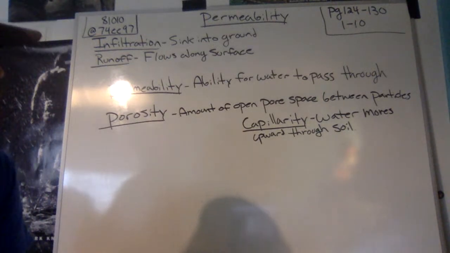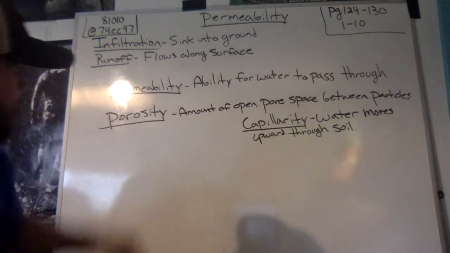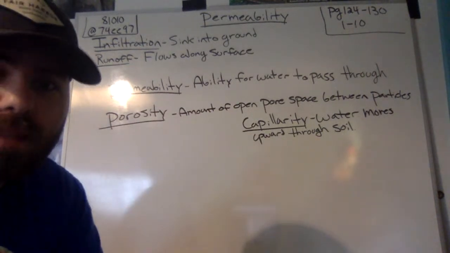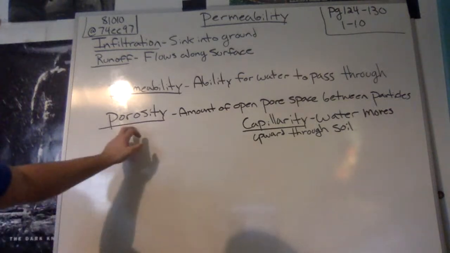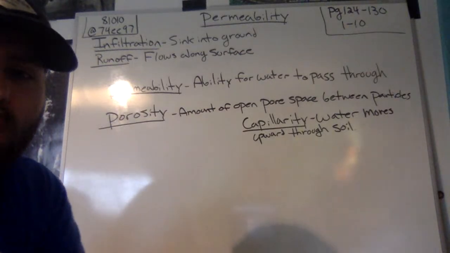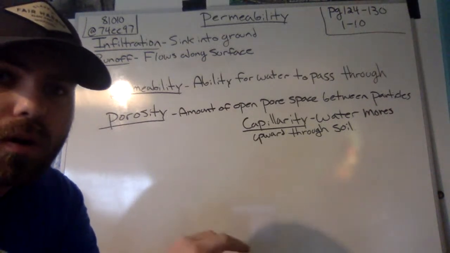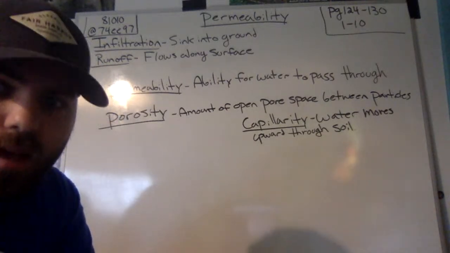So there are 2 things that happen with infiltration, okay? Permeability is the ability for water to pass through, okay? So it's basically how permeable is the ground for the water that's created by precipitation to go in. And then also porosity, okay, is the amount of open pore space between particles. The particles we're talking about are boulders, pebbles, sand, silt, clay.